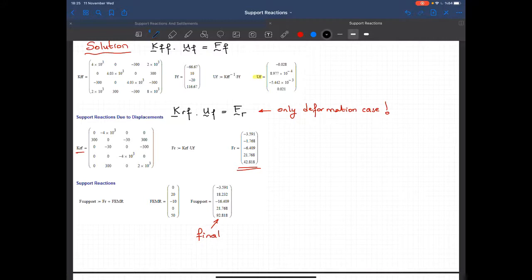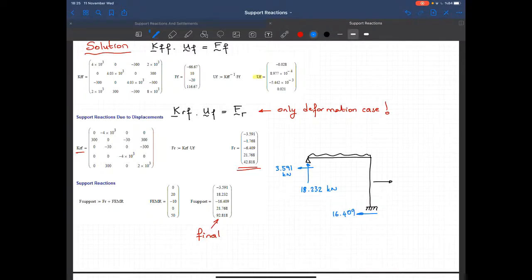So let's remember, this is our structure again. I have a uniformly distributed load here and a point load here. So my reactions are as follows. So this is in the global direction. This is 3.591 kilonewtons, and this force is 18.232 kilonewtons.